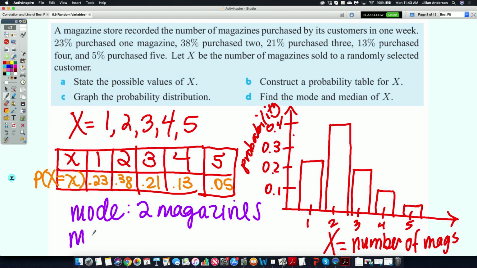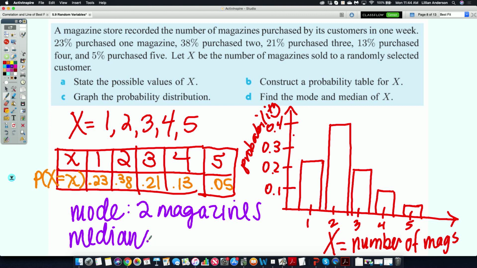And then what about my median? What's the formula for median? N plus 1 divided by 2. Okay? N plus 1 divided by 2. Or we can look at it as the median is the one that falls in the middle, probability-wise. What would that be? Like what number would represent the middle of a probability distribution? 0.5. 50%, right?